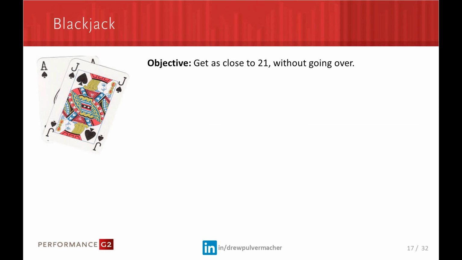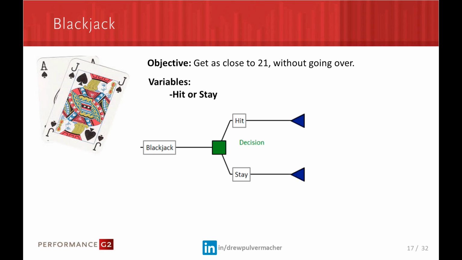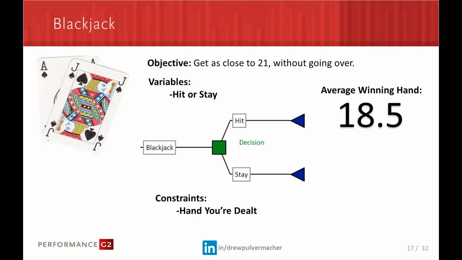So, a simple illustration: blackjack. Objective: get as close to 21 without going over. Variables, we're going to stick with two here: either hit or stay. You control that decision. Constraints: the hand you're dealt. All right? So do you know what the average winning hand is in blackjack? It's 18.5. Do you know what the probability of winning with an average winning hand is? Zero. You'll never be dealt 18.5.